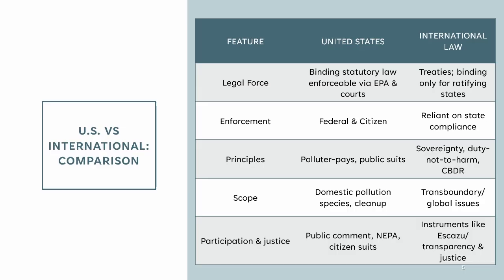This slide illustrates a comparison between the United States and international law. So legal force, enforcement, principles, scope, and participation in justice are all compared values. For example, legal force within the United States is binding statutory law, whereas internationally it focuses on the use of treaties. For enforcement, it can be done federally or by citizens, and internationally, it's dependent upon state complaints. There are a lot of key differences, but ultimately the importance is making sure that the environment is cared for.